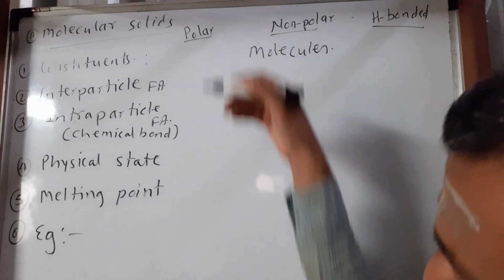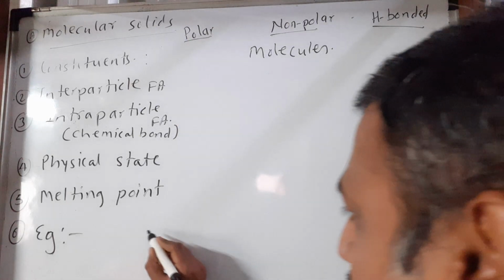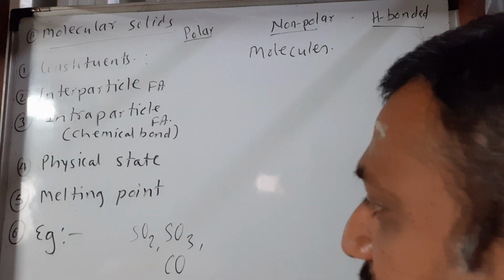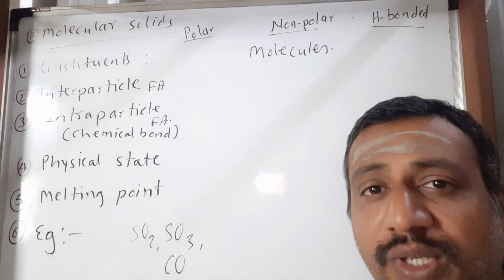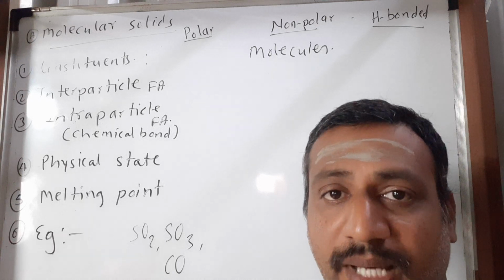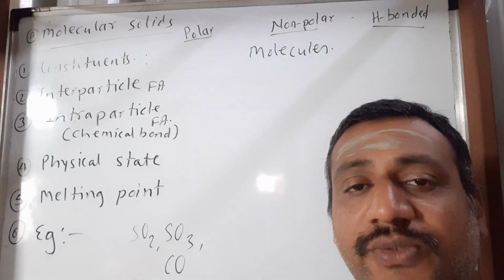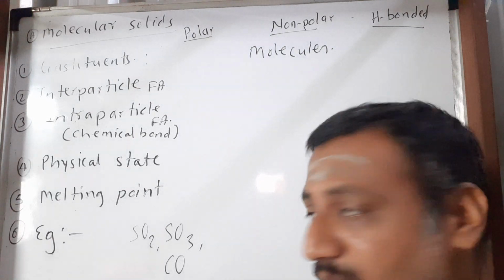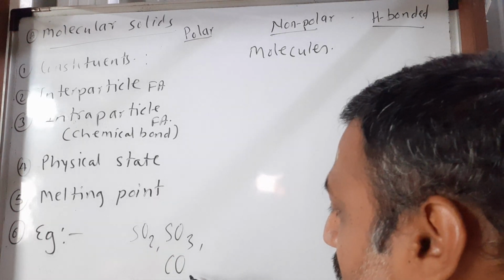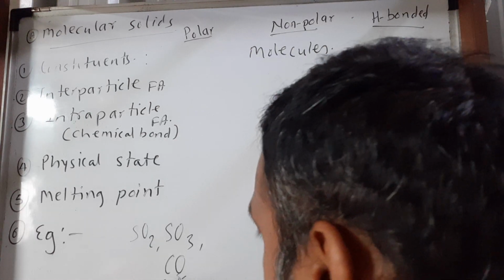Now I'll start with the examples. Firstly, what are examples of the polar molecular solid? Polar molecular solid examples are sulfur dioxide, sulfur trioxide, carbon monoxide. If the electronegativity difference is more, then one of the atoms carries a partial negative charge and another carries a partial positive charge, and that charge difference is more, so we call such a molecule a polar molecule. Here sulfur and oxygen, oxygen is more electronegative. Here carbon and oxygen, carbon is less electronegative, so oxygen will carry a partial negative charge.